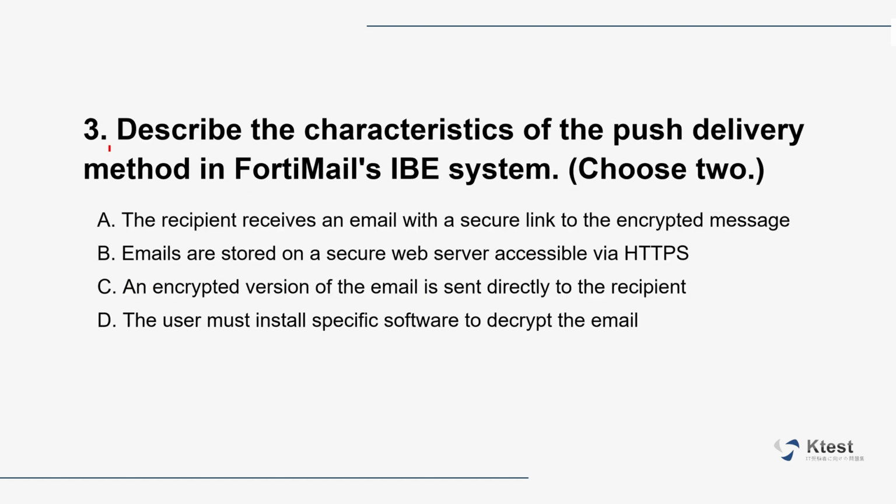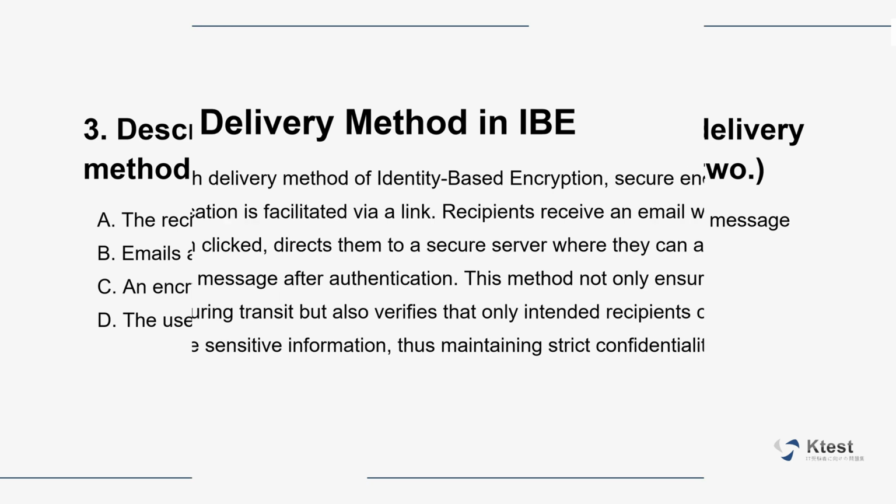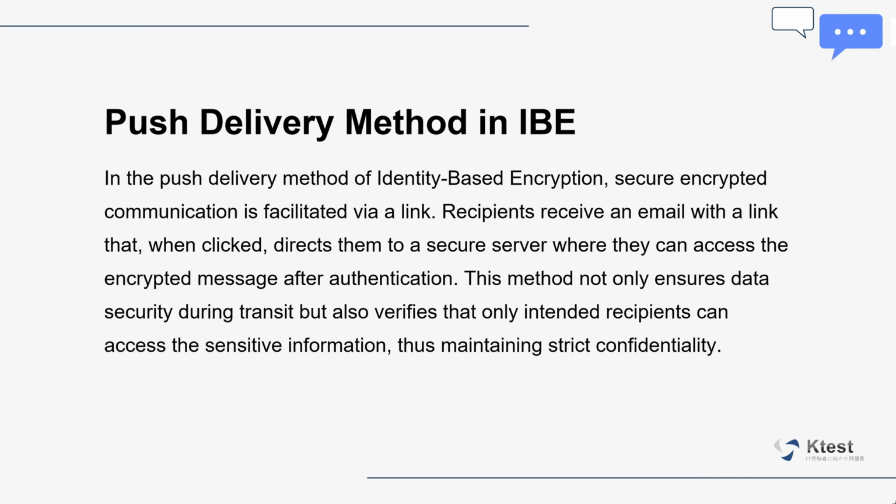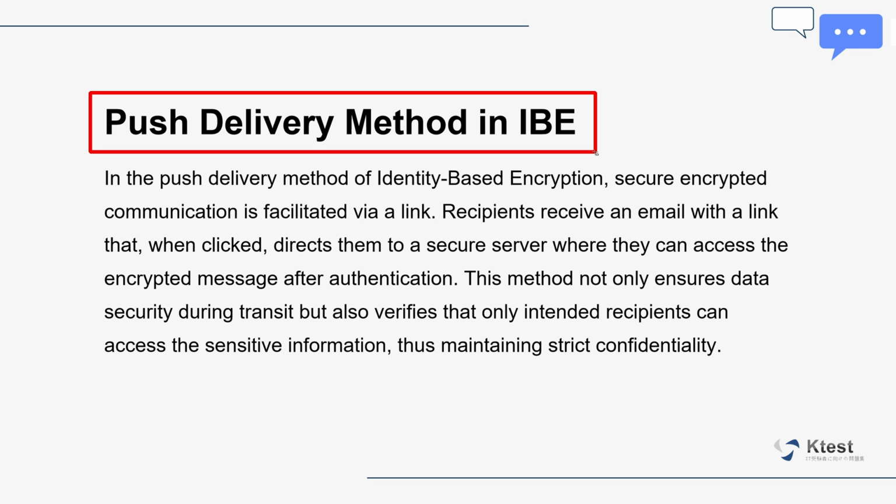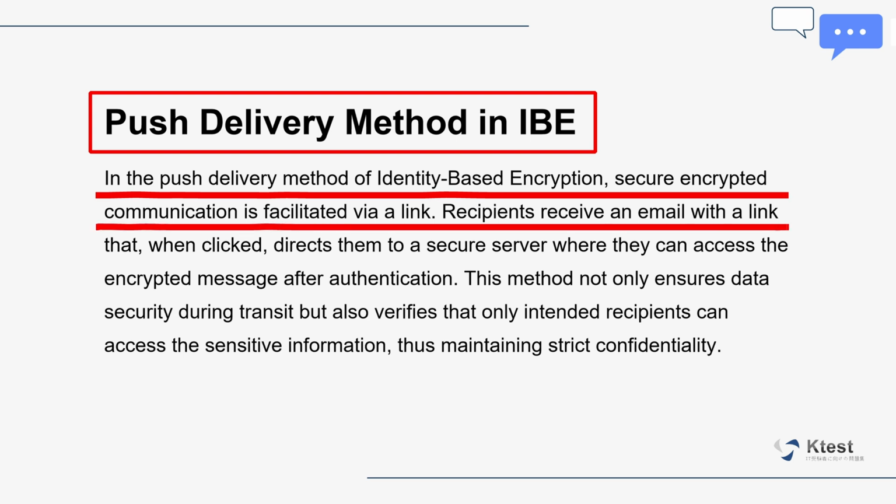Question 3. Describe the characteristics of the push delivery method in Fortinet's IBE system. The knowledge points of this question are: push delivery method in IBE. In this method, recipients get an email with a secure link to view their message. This link leads to a web page where the message is stored safely and can only be accessed through a secure connection, ensuring the message stays private.